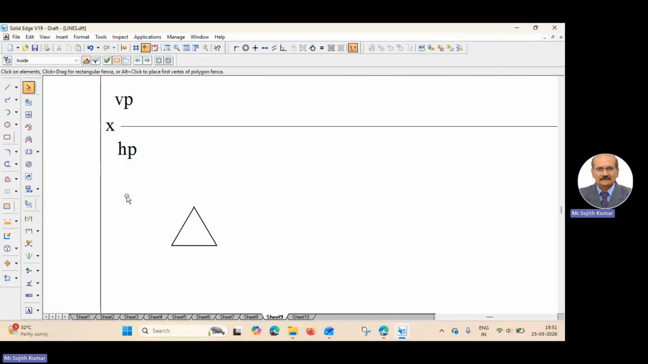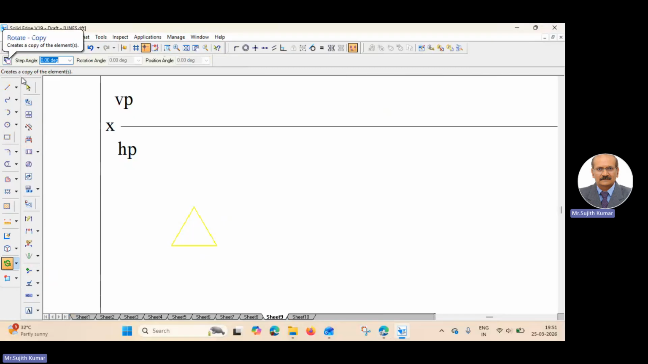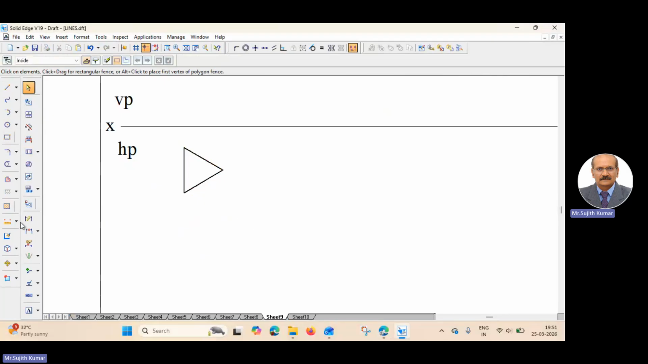Now select the triangle, go to rotate. Within the move command there's a rotate command. Select it, switch off the copy. Blue color means copy is off. This is the apex of the triangle. This is the base of the triangle. Rotate it. Then move it and keep it near the XY line like this. Then do the smart dimensioning. Name it A, B, C.